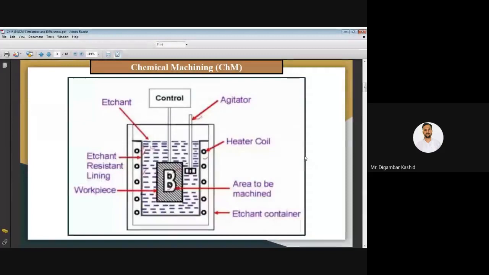You can see this is a diagram for the chemical machining. We have one tank, and in this we have the agent, that is the chemical solution.